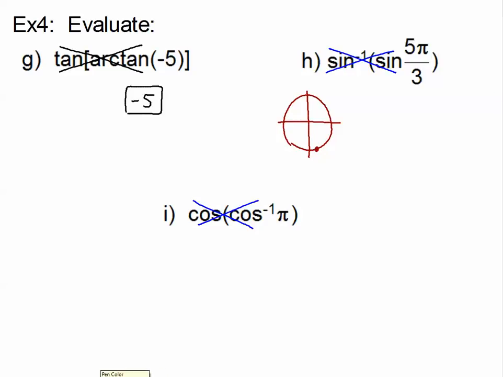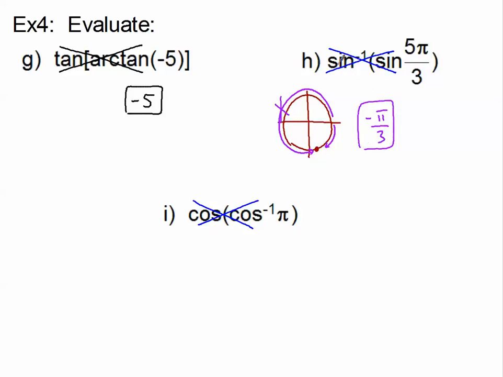Well, 5 pi over 3 is too big. 5 pi over 3 would be all the way around this way to get to the angle, and that is too big. We're supposed to go the shortest way to get to these angles. Remember, the inverse sine, and this is involving the inverse sine, involves just this part of the unit circle, from positive pi over 2 all the way to negative pi over 2. This angle needs to be called negative pi over 3.